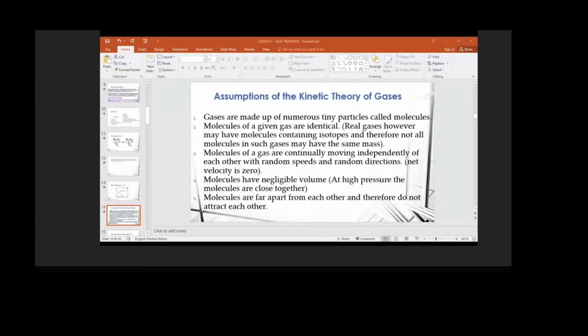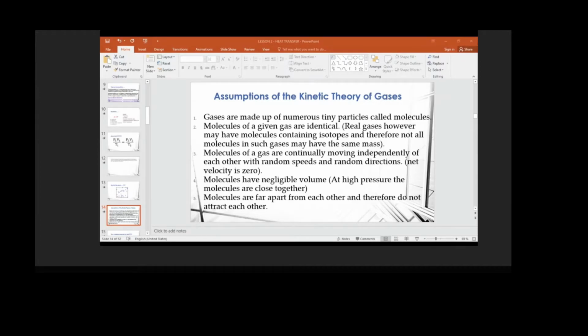Now, we look at the assumptions of the kinetic theory of gases. This is something that you should have been introduced to from doing science, and it's something that still requires you to remember at least. Normally they will keep between 3 or 4 if they're asking you to give any of the assumptions in the kinetic theory of gases. So one is that gases are made up of numerous tiny particles called molecules. So every gas is made up of molecules.